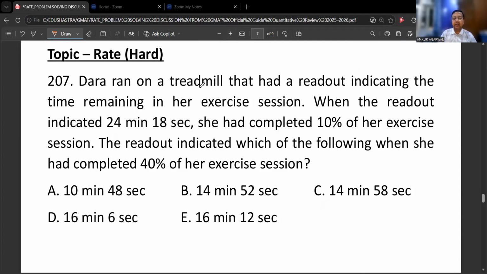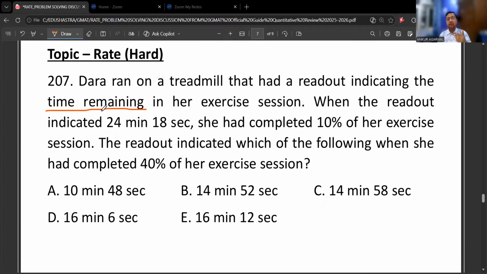Dara ran on a treadmill. Okay, there is someone who is running over the treadmill. That had a readout indicating time remaining in her exercise session. Okay, this is very important point. The time remaining, right? This is the time remaining, whatever the left out time. Suppose you are planning, say, for 20 minutes of workout, right? And after, say, 10 minutes, the left time is 10 minutes, right? After, say, 15 minutes, the left time is 5 minutes. So the treadmill is showing you the time remaining.